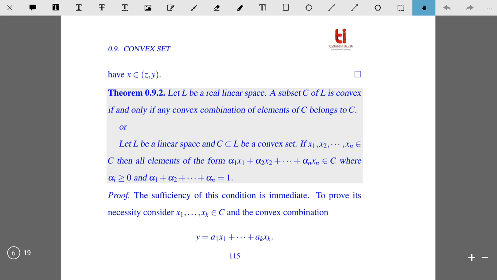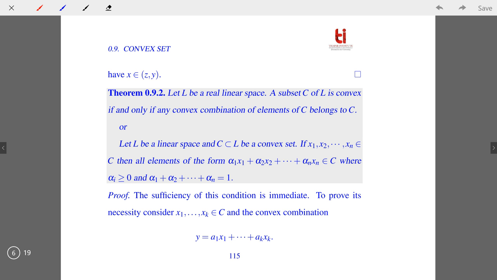Now let L be a real linear space. A subset C of L is convex if and only if any convex combination of elements of C belongs to C. Or you can say: let L be a linear space and C, a subset of L, be a convex set. If x1, x2, and so on, xn belong to C, then all elements of the form alpha 1 x1 plus and so on plus alpha n xn belong to C, where alpha i is greater than or equal to 0 and the summation of alpha i is equal to 1.